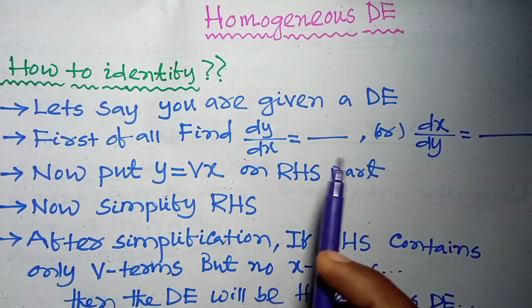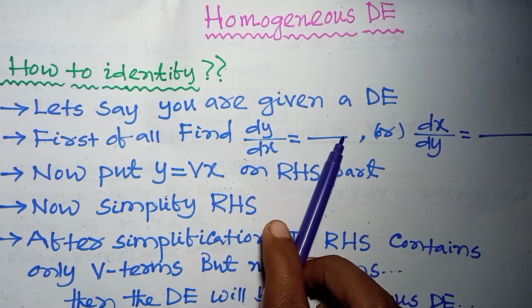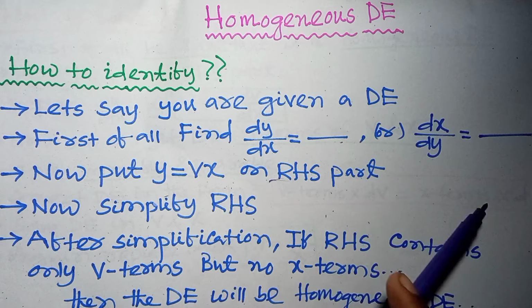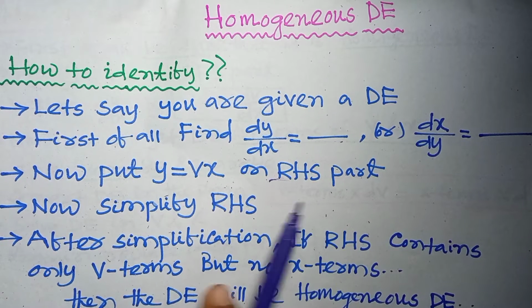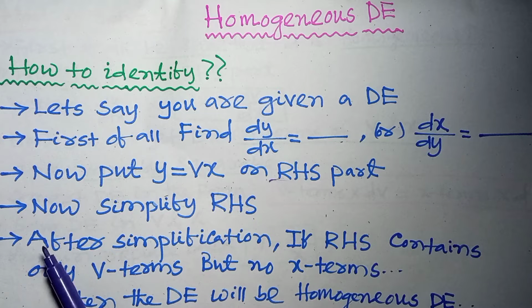Whatever is on the right hand side, you have to put y is equal to vx on that right hand side part. Next you have to simplify the RHS part. Now after simplification, if the RHS contains only v terms but not x terms, then that differential equation will be known as a homogeneous differential equation.